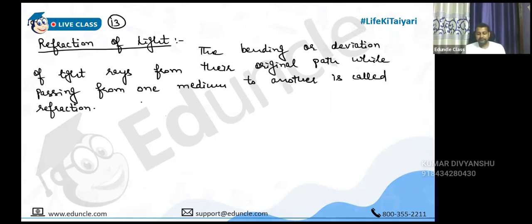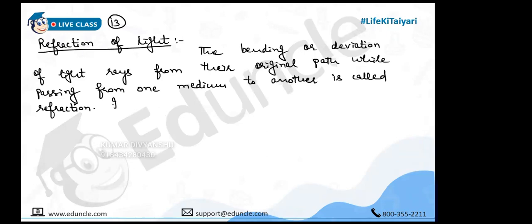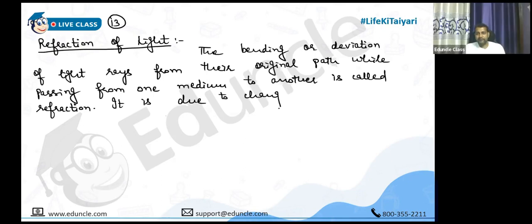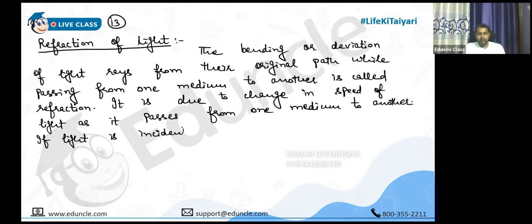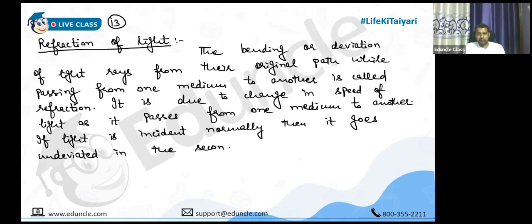This is reflection. And why does it occur? Because it slows down, the velocity changes. Yes, it is due to change in speed of light as it passes from one medium to another. If light... okay, this is the special case.